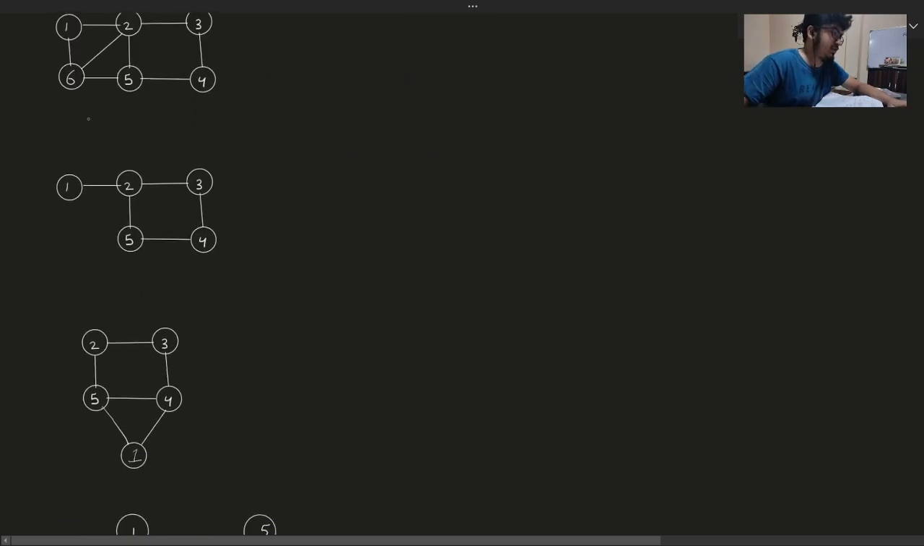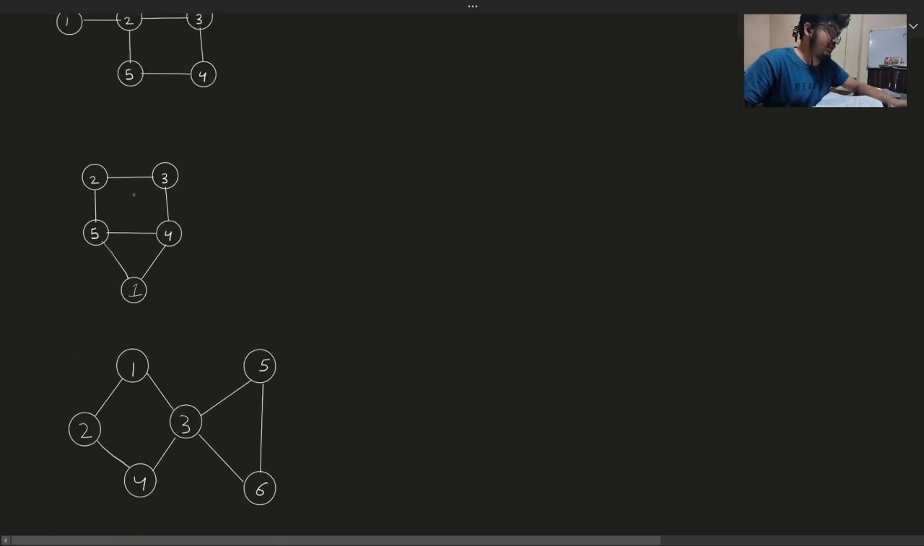Now for this, follow me. If we start from 1, 1, 2, 3, 4, 5. Here 2 is visited twice. So this is not a Hamiltonian graph, because this does not satisfy the Hamiltonian cycle. If we start from here, 3, 4, 5, no, there is no way to make a Hamiltonian path or Hamiltonian cycle in this.